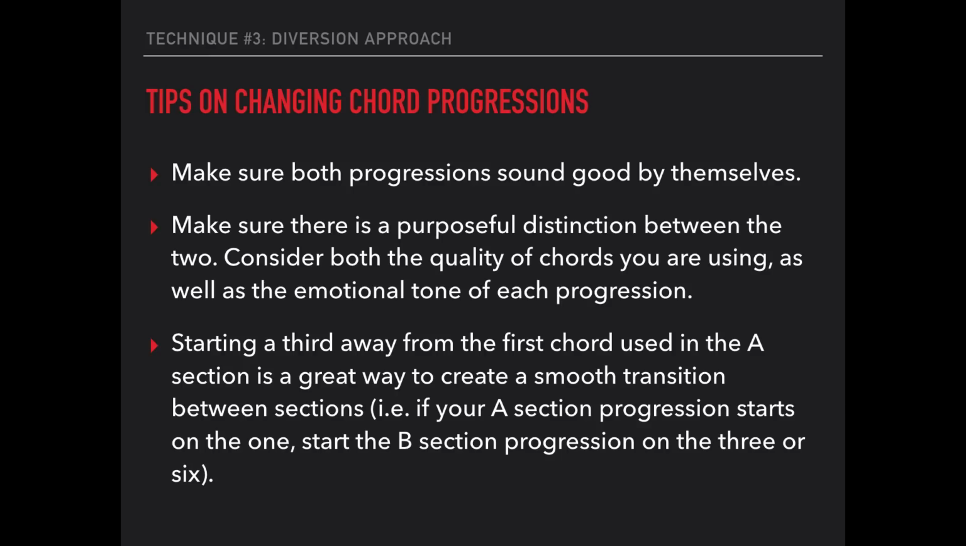Again, the key with the diversion approach is trial and error. The idea is to start with a blank slate in your B section and challenge yourself to write a chord progression that works well on its own and also works well in context. As I've mentioned, starting on a chord different than the first chord in your A section progression is a great starting point, and then you can leverage your songwriting knowledge to create a full and exciting progression.